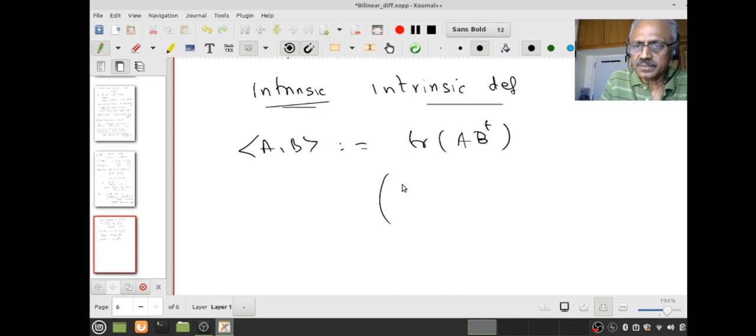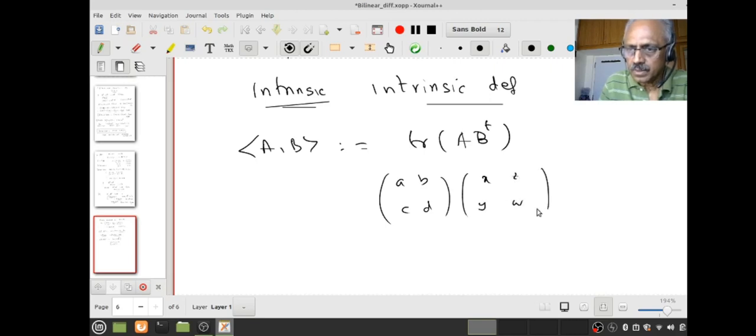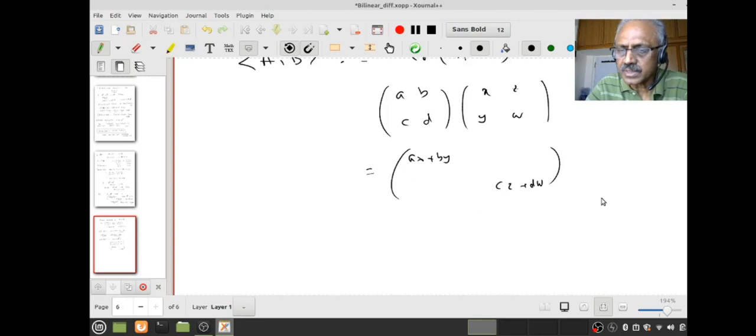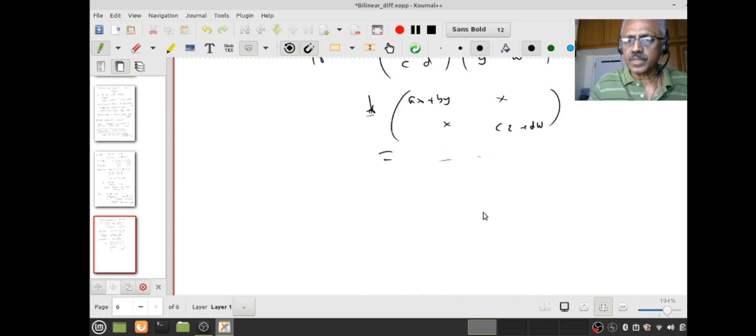Would you like to check it? It is very easy. A B C D into B transpose, which is X Y, Z W. Look at this, I want only the trace, that means I want only the diagonal elements, that is AX plus BY, and CZ plus DW. Therefore the trace is going to be the sum of these things, AX plus BY plus CZ plus DW. You understand that? I don't care what happens elsewhere. Therefore the trace of this is what we wrote. Have you understood this? Pause, review, proceed.